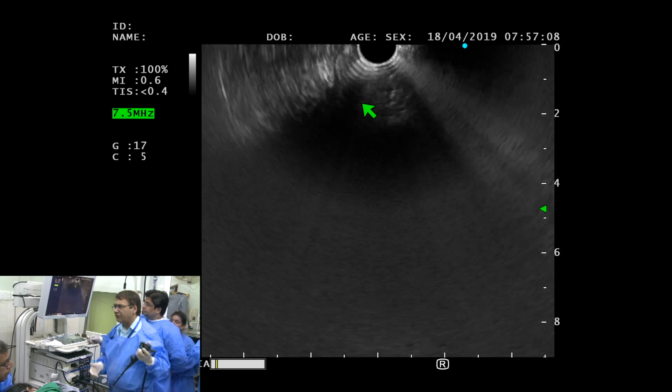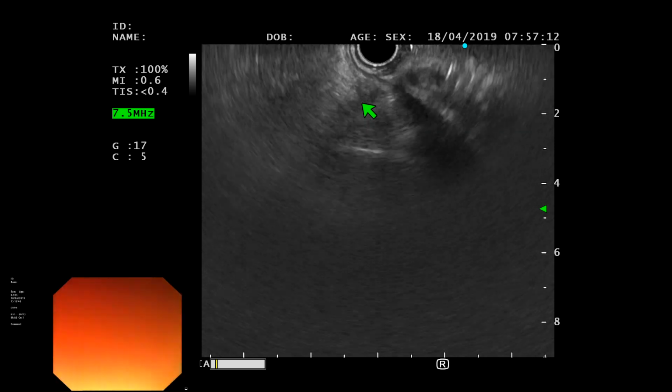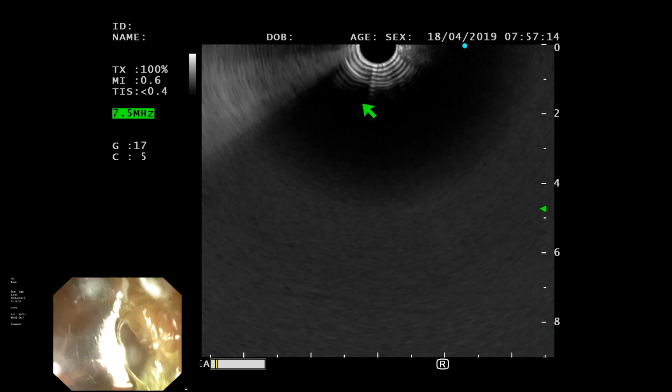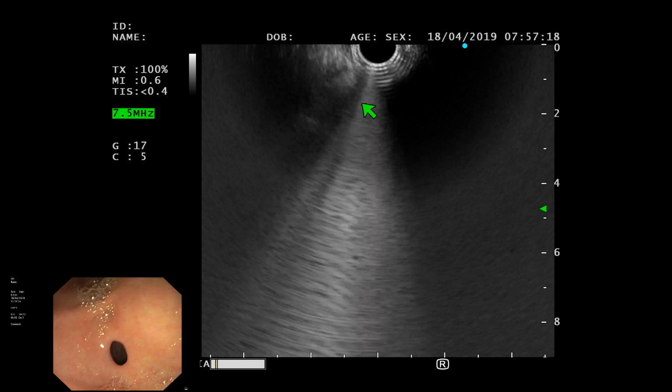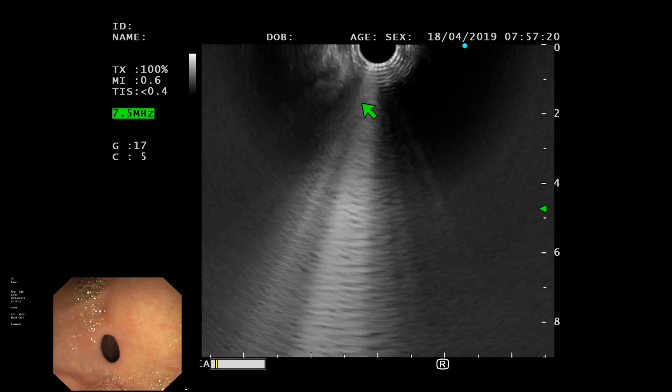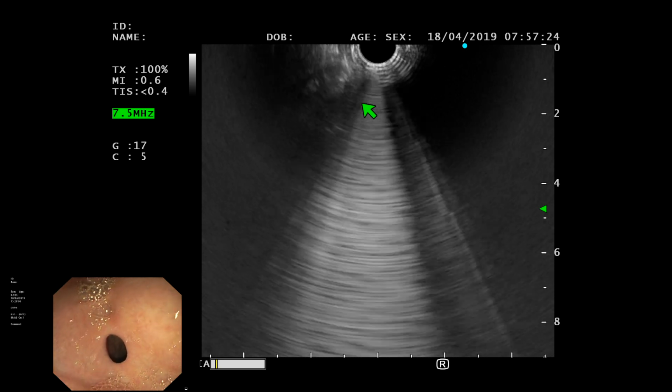So let's go to the duodenal bulb right now. Khalid, when you're doing FNAs and when you want to do other things, this becomes even more important, what you've demonstrated. Exactly. The other thing is, I'll come back to the celiac and show you the left adrenal later.